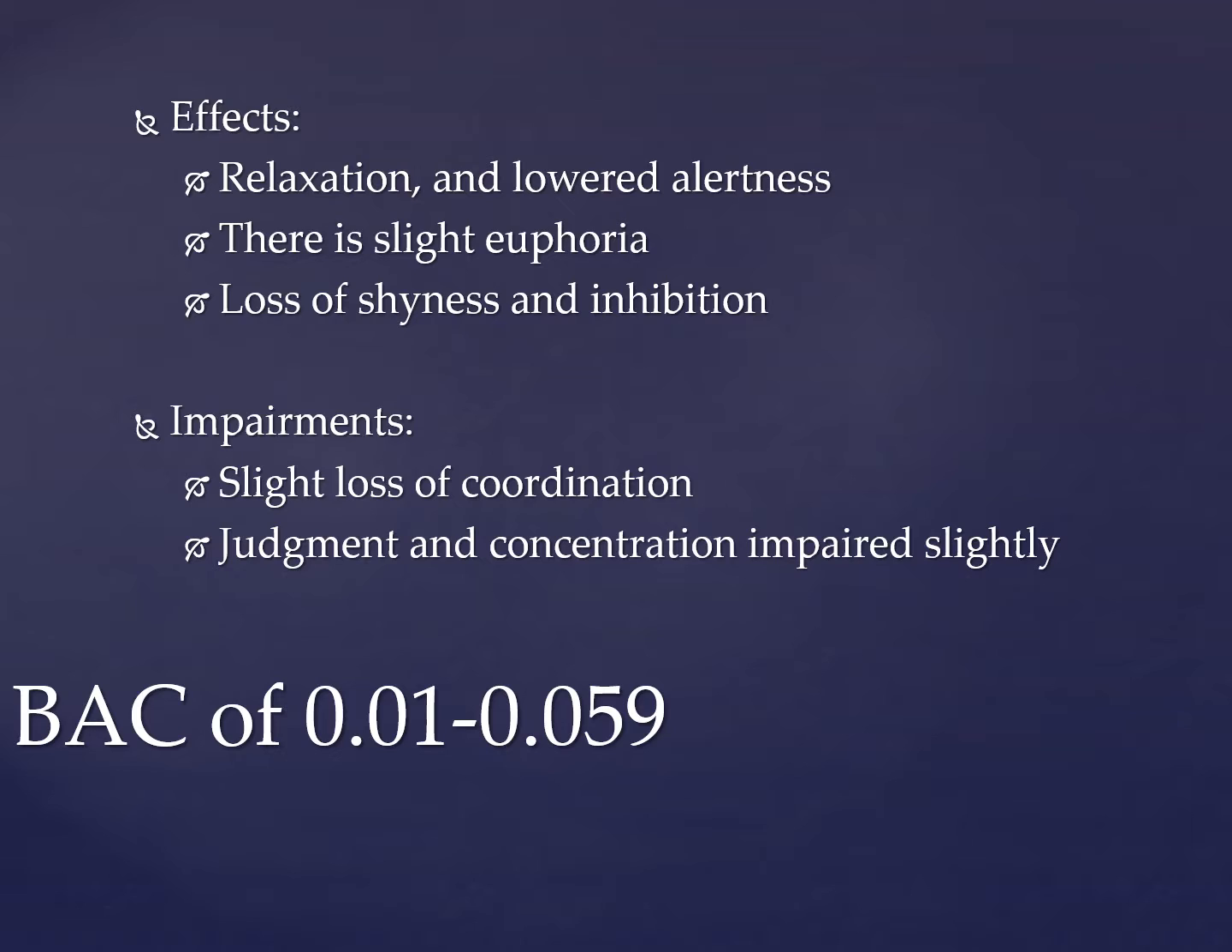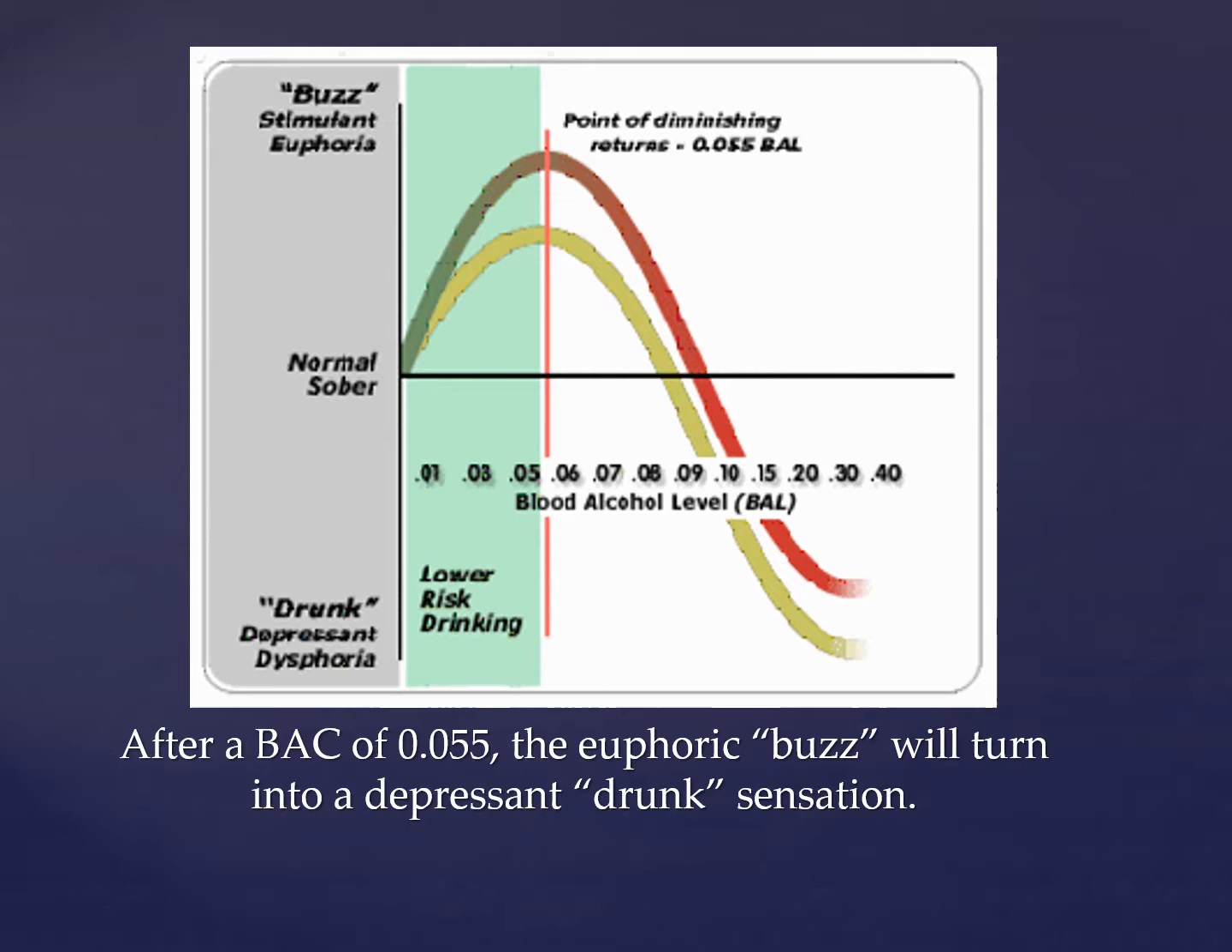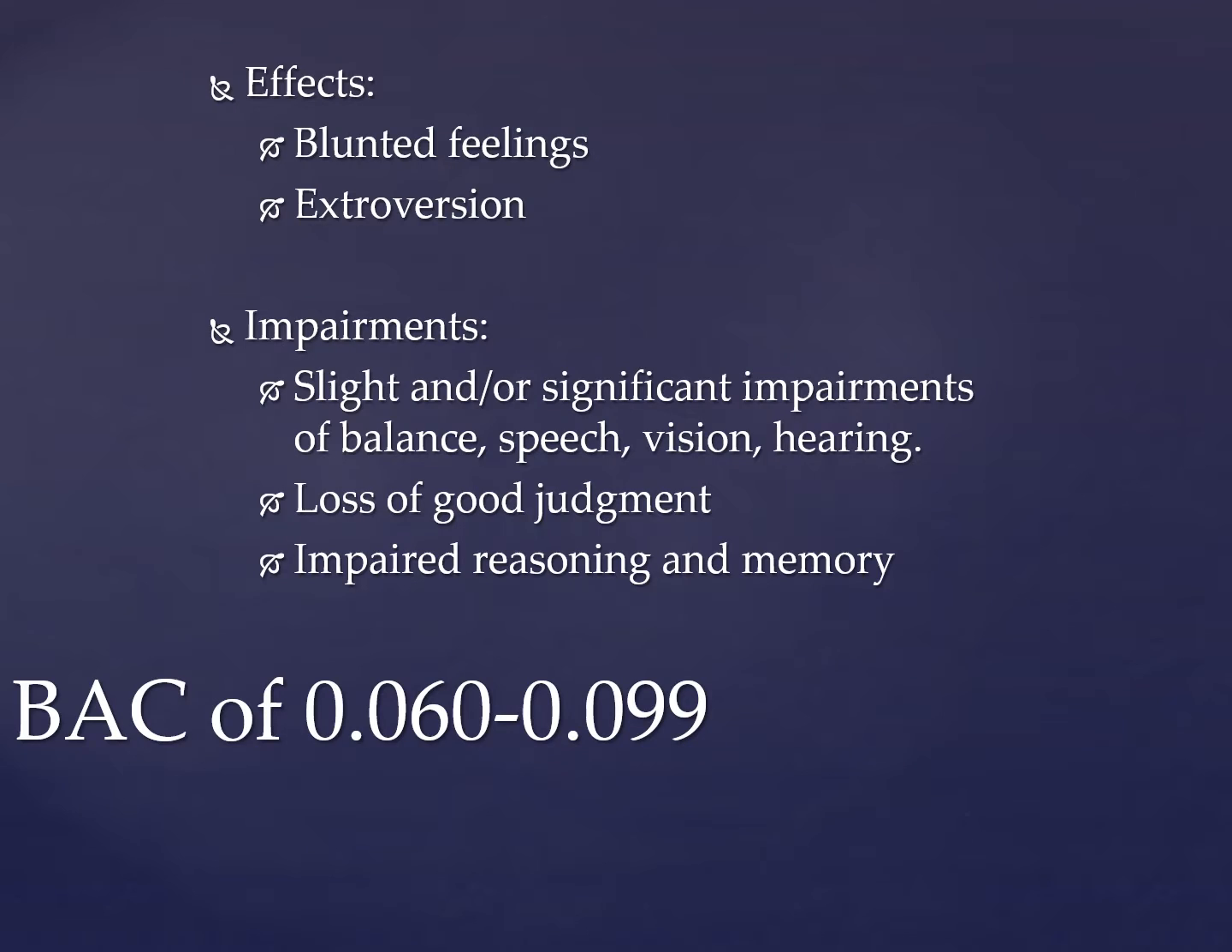A blood alcohol content of 0.01 to 0.059 causes relaxation and lowered alertness. There is a slight euphoria and a loss of shyness and inhibition. You may notice a slight loss of coordination, and judgment and concentration are slightly impaired. After a blood alcohol content of 0.05, the euphoric buzz will turn into a depressant drunk sensation, and that's when we start to see the dangers of consuming excessive amounts of alcohol.